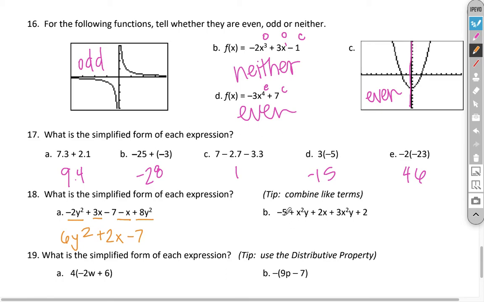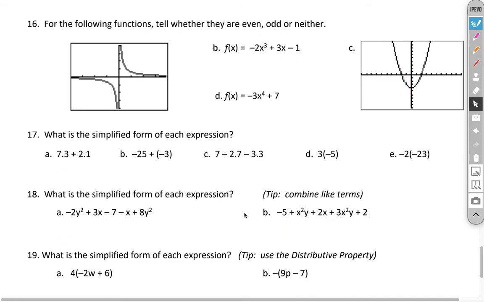Okay, then we've got b. So let's start with our exponents. We've got x squared y and 3x squared y. So remember there's an imaginary 1 here. So we're going to have 4x squared y. Then we've got 2x, nothing else with no other x like terms there, so plus 2x. Then we've got negative 5 and positive 2. It's going to be negative 3, so minus 3. All right, we're almost done.